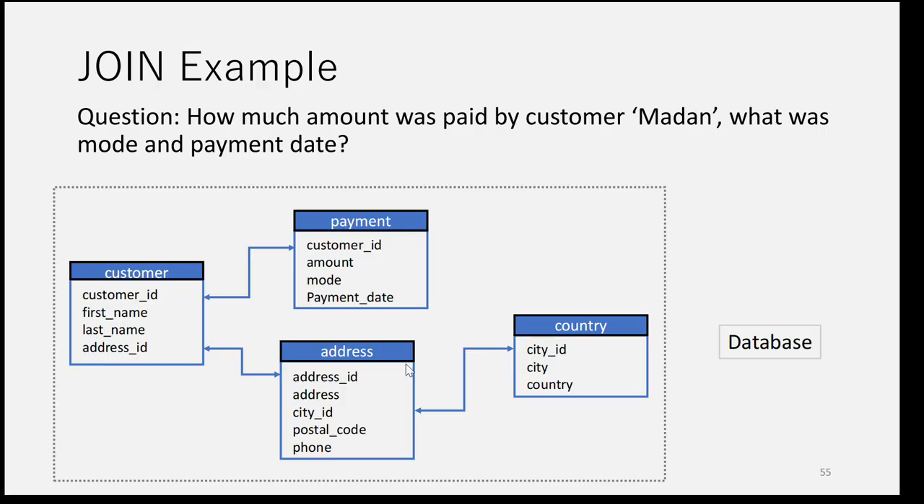See, here two of these are combining to give this: customer ID, first name, last name. Here there is no address ID, but here is the address ID. These two are combining to give out this.